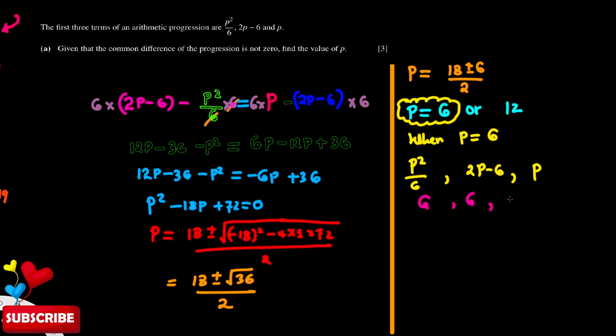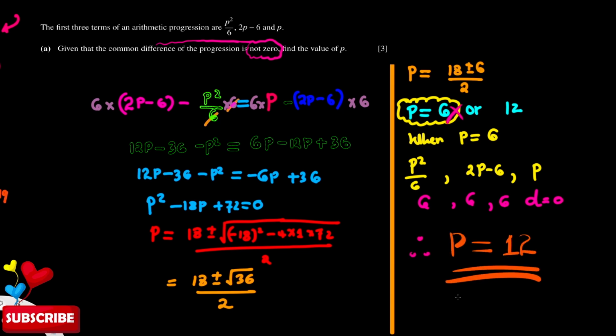So if you take 6 and you substitute, you end up having 6, 6, 6. So meaning that the common difference is 0. So this value is not acceptable. We are not going to take p equal to 6. The value we take there is going to be 12. So our value of p is 12.